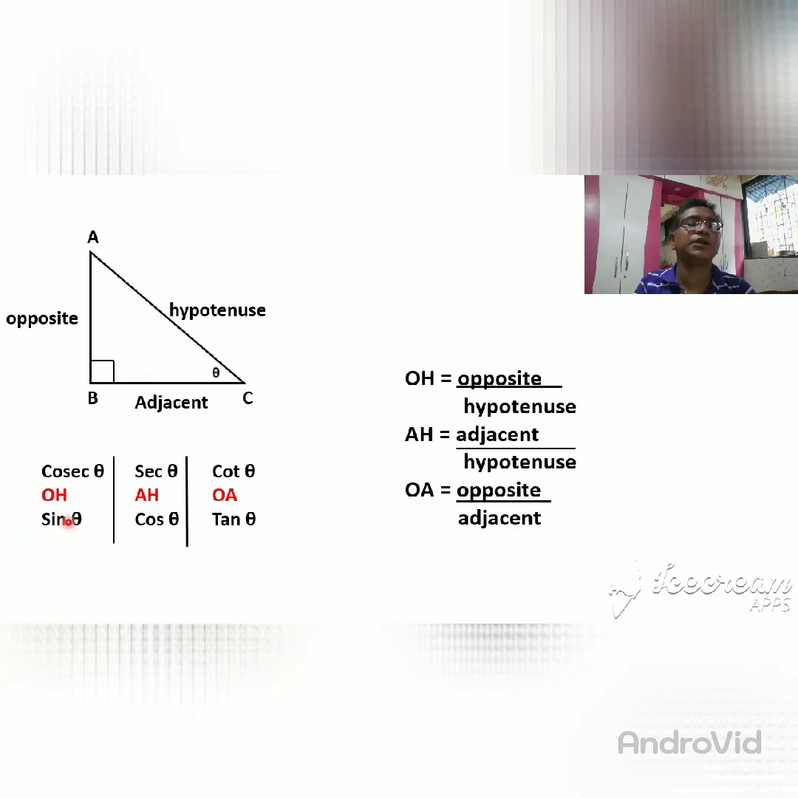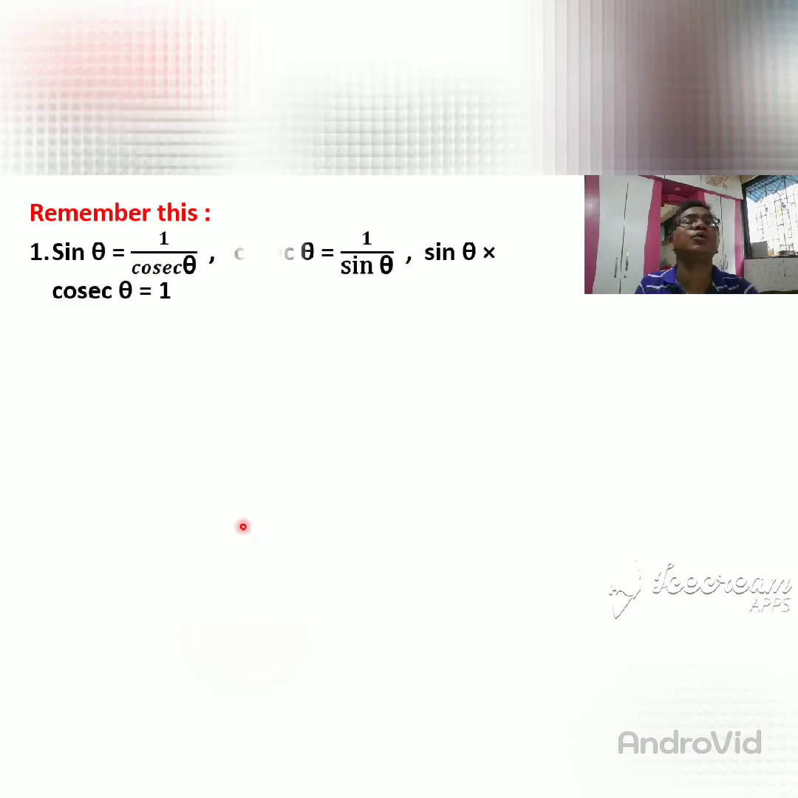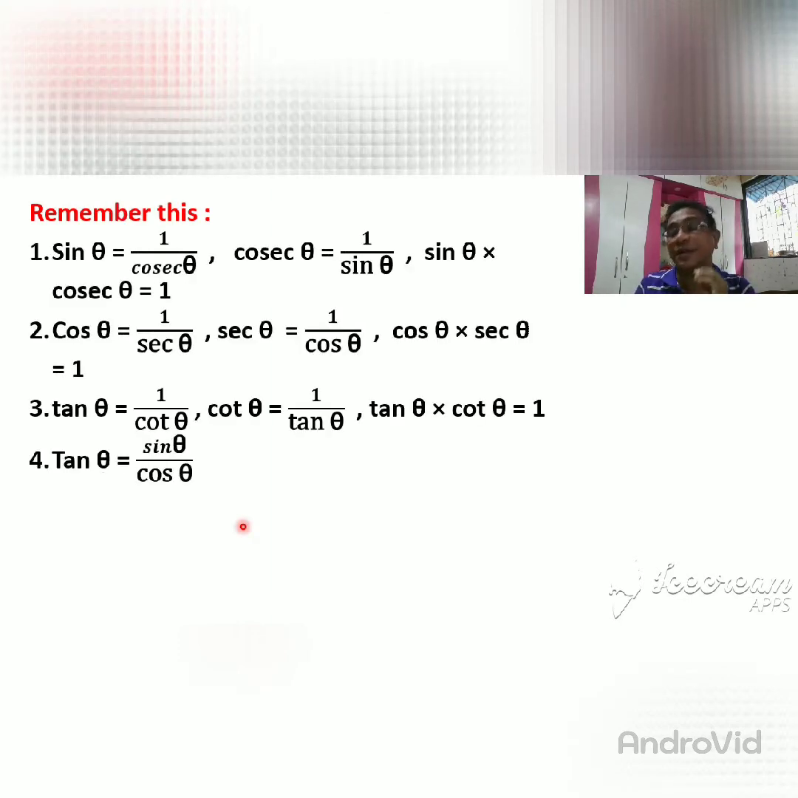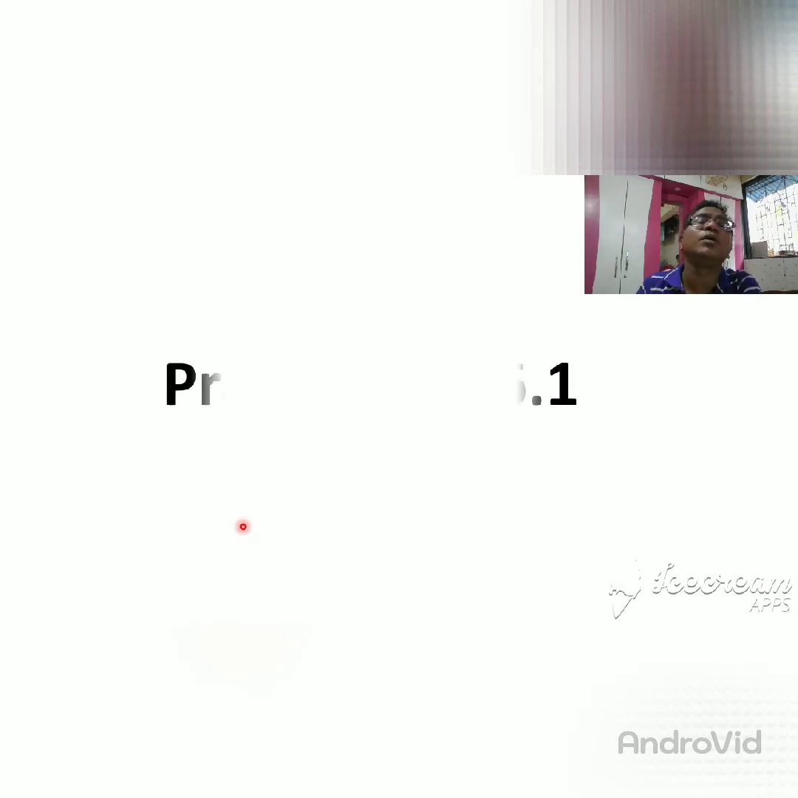Do you understand? Sin theta is equal to 1 upon cosec theta, and cosec theta is equal to 1 upon sin theta. Then sin theta into cosec theta is equal to 1. Then cos theta is equal to 1 upon sec theta, and sec theta is equal to 1 upon cos theta. Then sec theta into cos theta is equal to 1. Then tan theta is equal to 1 upon cot theta, and cot theta is equal to 1 upon tan theta. Then cot theta into tan theta is equal to 1. This is what you want to remember. You can also write that with the help of a diagram, and that is very easy to understand.